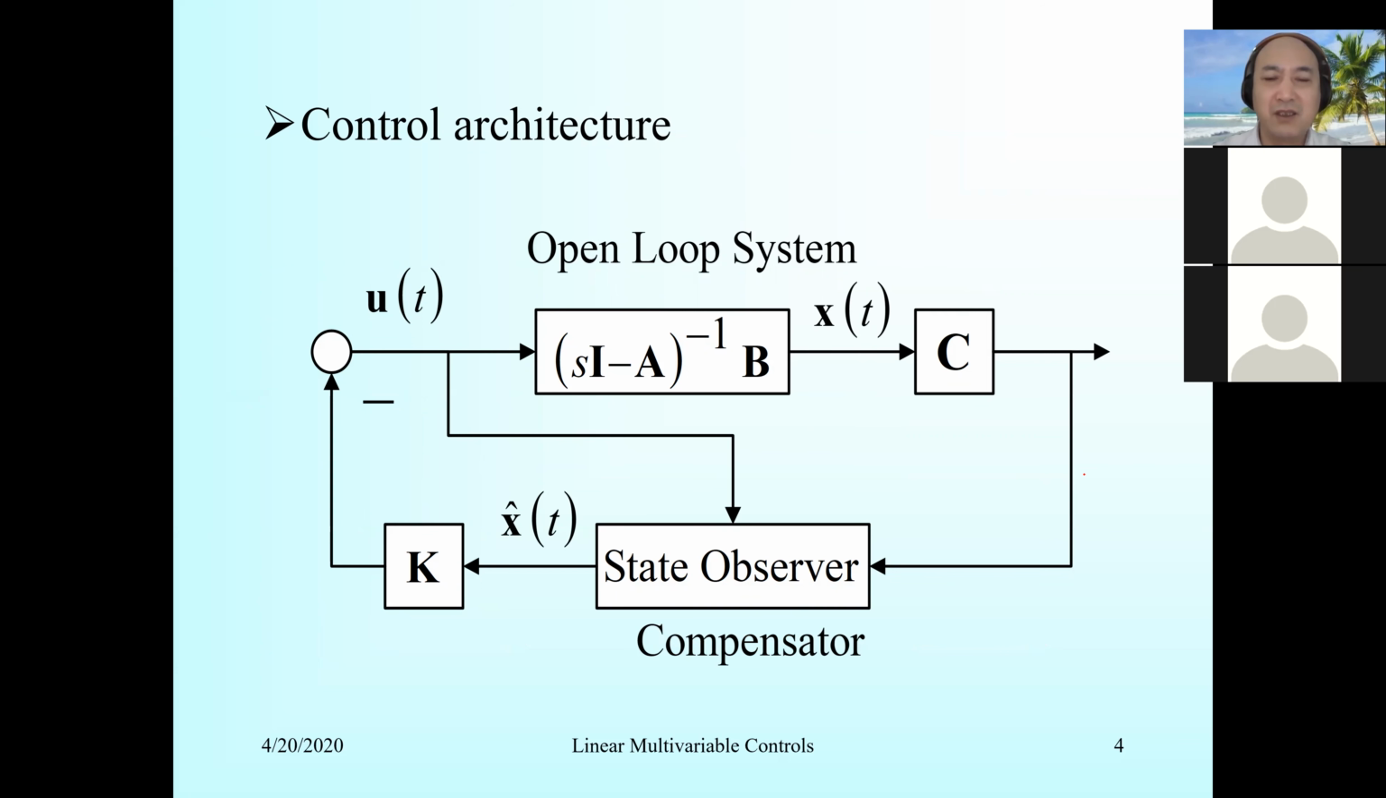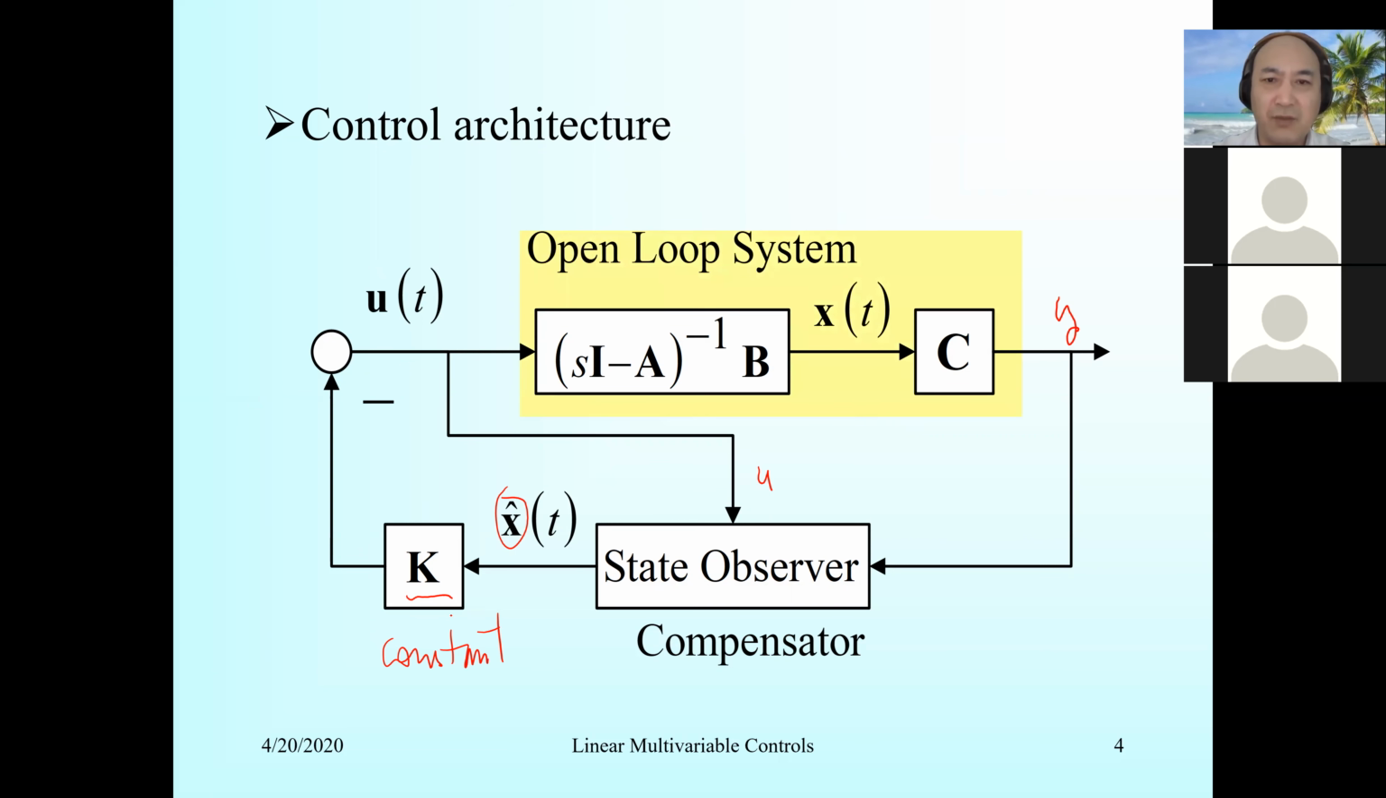This is a control architecture using a state observer-based control. We assume the states are not all measurable. So we simply assume we know Y and we know U, and going through the state observer, we have an estimation of my state and a constant gain matrix K to form the control signal.